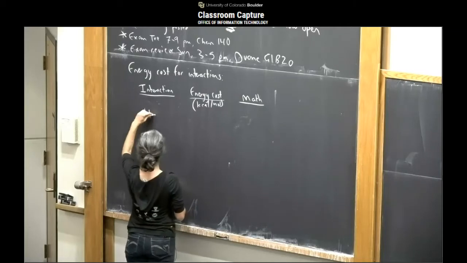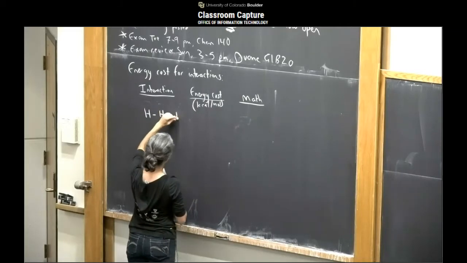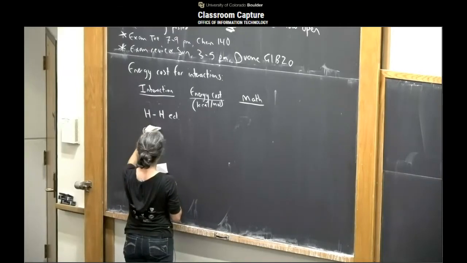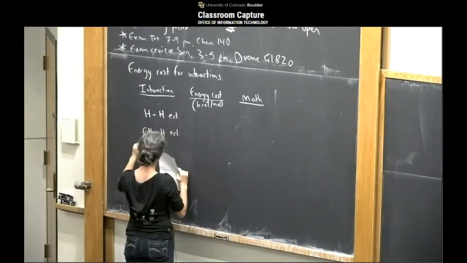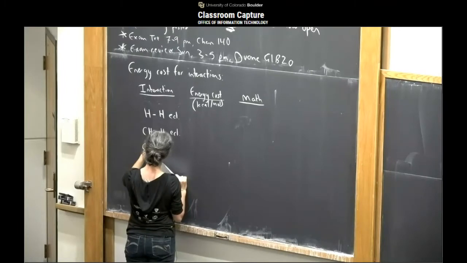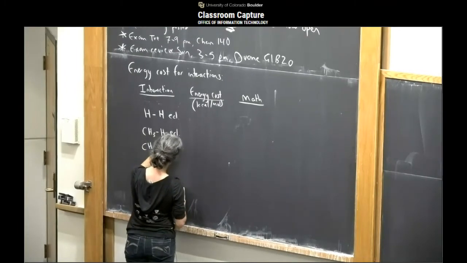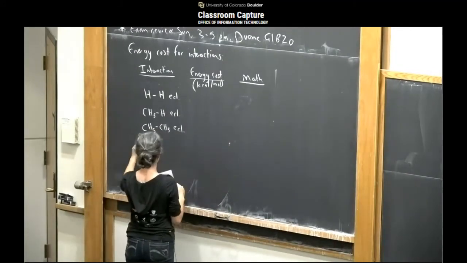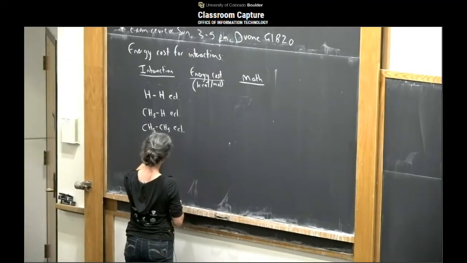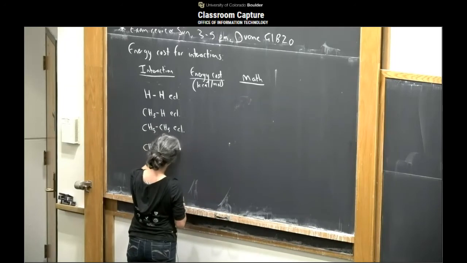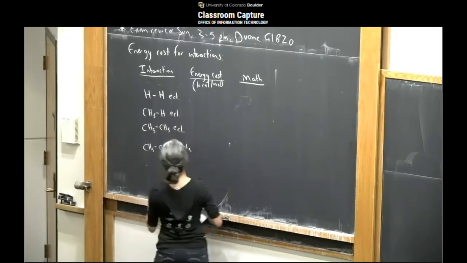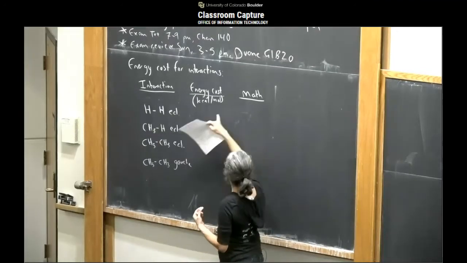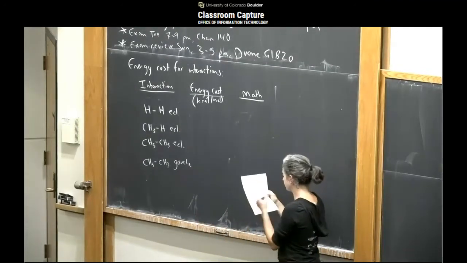So we saw three different types of eclipse: HH eclipse, methyl H or CH3H eclipse, and methyl-methyl eclipse. And then we saw a fourth type of interaction, which is the methyl-methyl gauche. Okay, so HH eclipse, let me actually write out the math for that first.